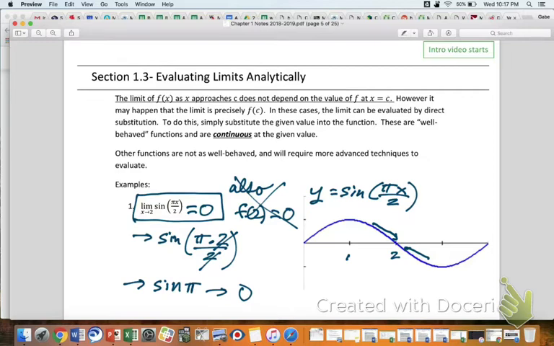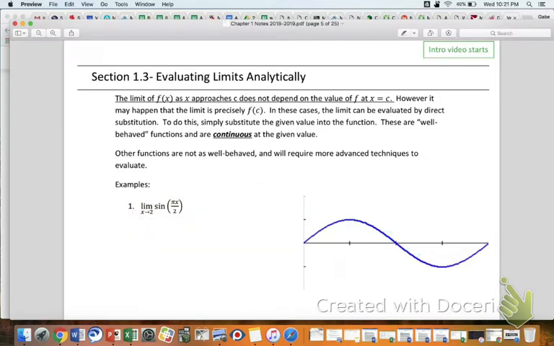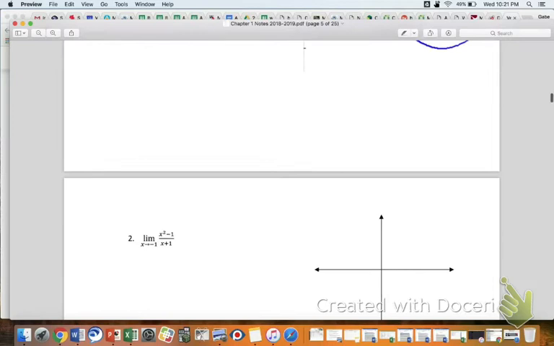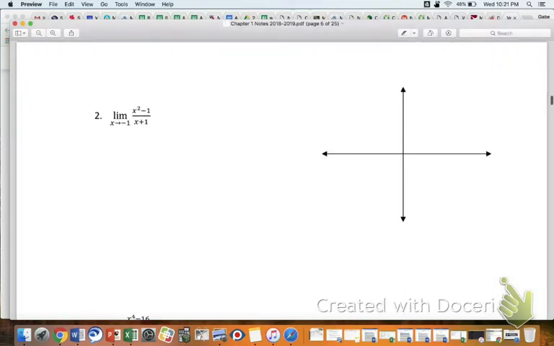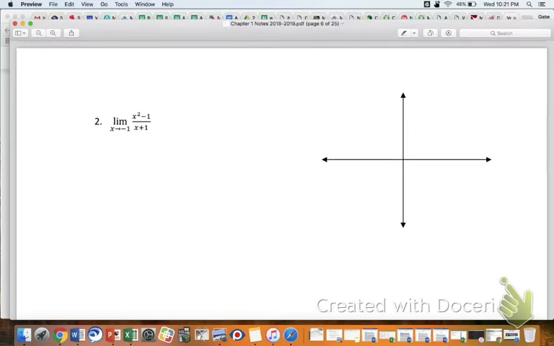Okay, so let's take a look now at a different function, and as promised, not so well behaved. Looking at number 2 here, take a second, use your calculator if you want. We're going to eventually graph this without the calculator, but do take a look and see what the graph of x squared minus 1 over x plus 1 really looks like, and go ahead and write that on your graph.